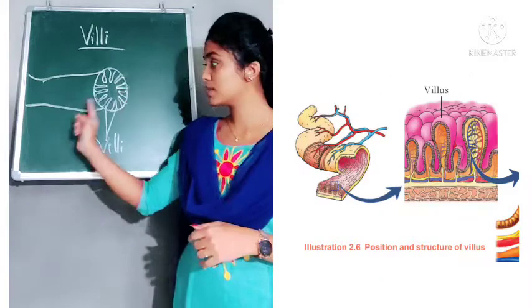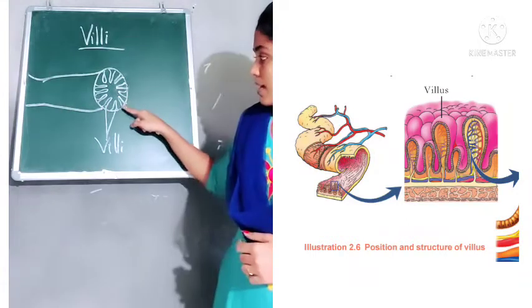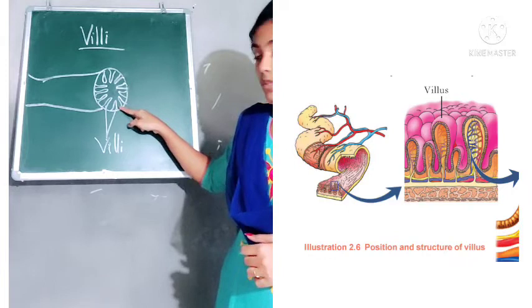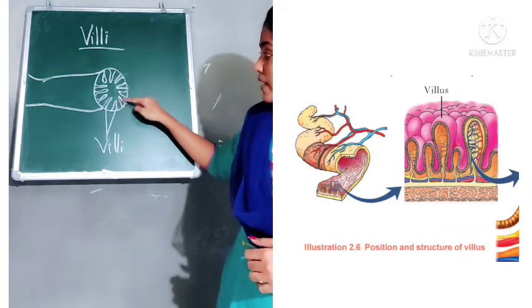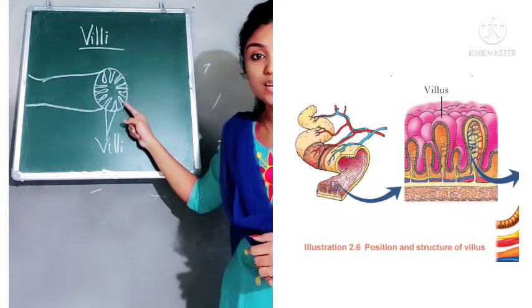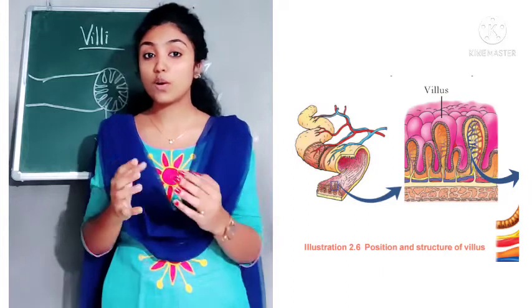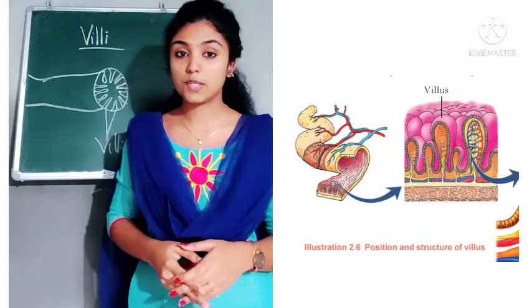So we already know that small intestine is a long tube which is about 5 to 6 meters long, and the inner wall of small intestine is having finger-like projections called villi. So look at this diagram. Just imagine this is a part of small intestine, and here you can see from the inner wall of small intestine, small finger-like projections are there, and these finger-like projections are called villi. Then what is the role of this villi in the process of absorption?